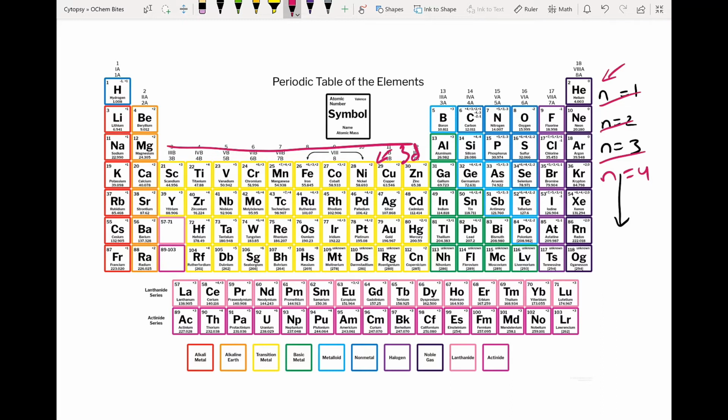The effective nuclear charge is simply the atomic number of an element minus the electrons in all the previous principal quantum numbers. And we'll do some examples coming up right here.